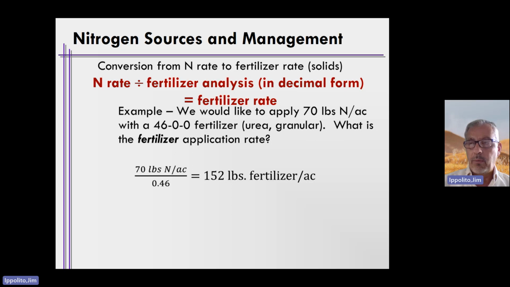I can tell you, you probably won't dial in 152 pounds of urea fertilizer per acre on a fertilizer spreader. Maybe you'll target 150. Regardless, that's the target application rate, right? So this is what you do for all solid fertilizers. And it doesn't have to be just for nitrogen. It could be for phosphate. It could be for potassium. You do the same thing for all those as well. So let me give you another example.